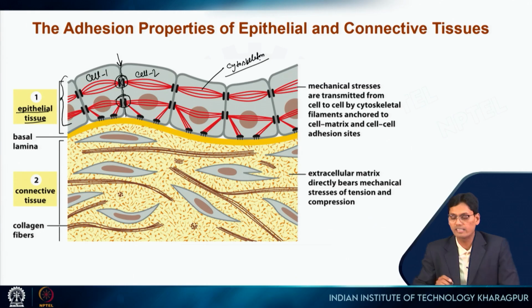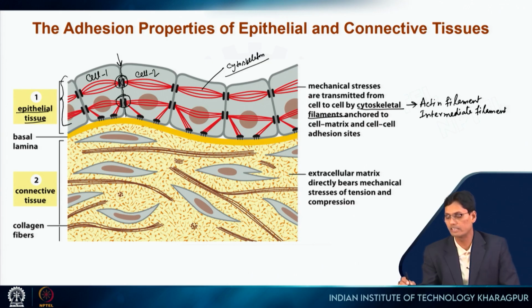You can see here that mechanical stresses are transmitted from cell to cell by cytoskeletal filaments. Cytoskeletal filaments here can be actin filaments or intermediate filaments, which you already learned about in a different lecture on the cell.